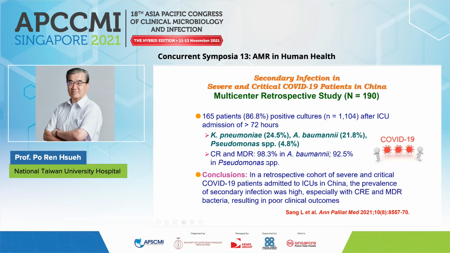They concluded, in this retrospective cohort of severe and critical COVID-19 patients admitted to ICU in China, that the prevalence of secondary infection was high, particularly carbapenem-resistant and MDR bacteria, and this phenomenon caused poor clinical outcomes. So this is data from China.